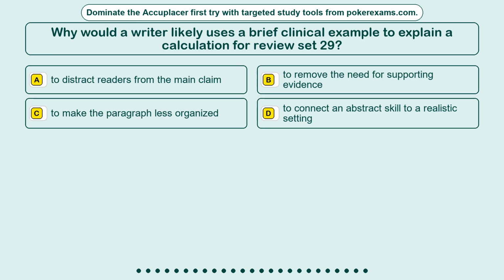Question 16. Why would a writer likely use a brief clinical example to explain a calculation for review set 29? Option A, to distract readers from the main claim. Option B, to remove the need for supporting evidence. Option C, to make the paragraph less organized. Option D, to connect an abstract skill to a realistic setting.